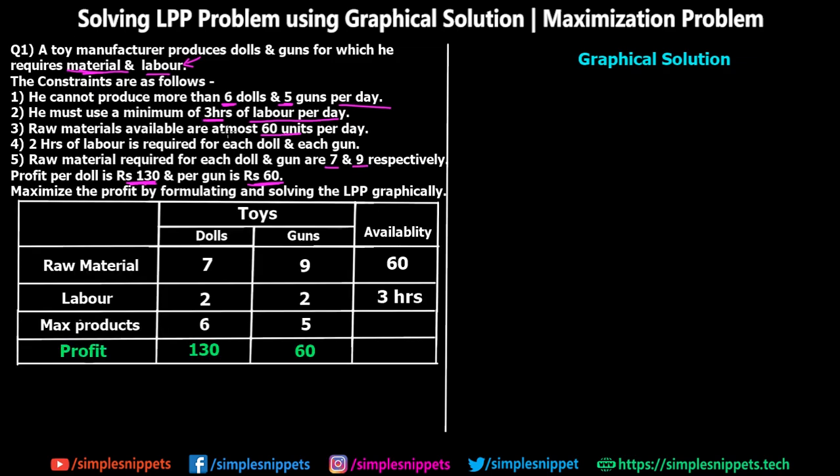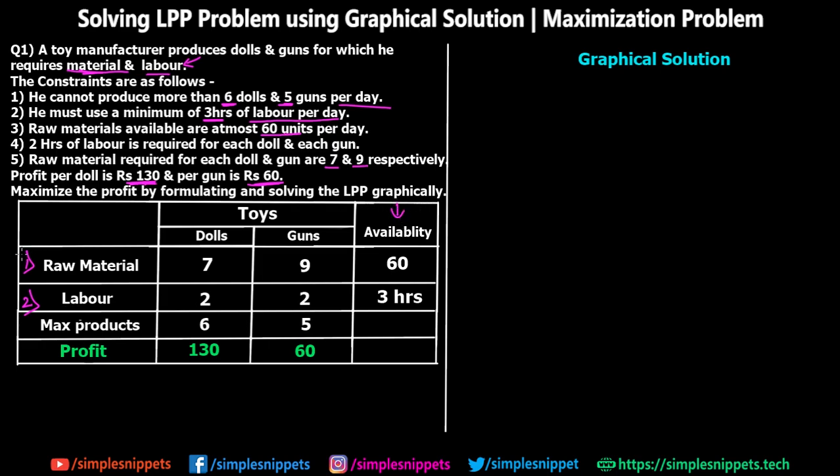So let's do that. Okay, so using all these constraints, we have made the table. Let me just go through it. So we have 2 toys, which is dolls and guns. To make these dolls and guns, we require 2 things. One is raw material and second is labor, right? And we have certain restriction on the raw materials as well as the labor. So that is why we have third column of availability.